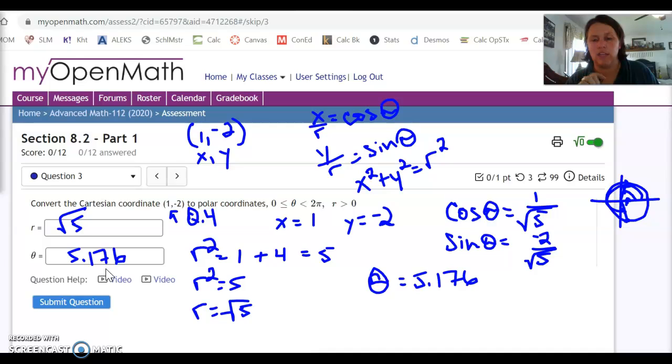And then check that. Make sure that it equals the negative 2 over square root of 5. When I just had 5, obviously it did not work. But we're good now.